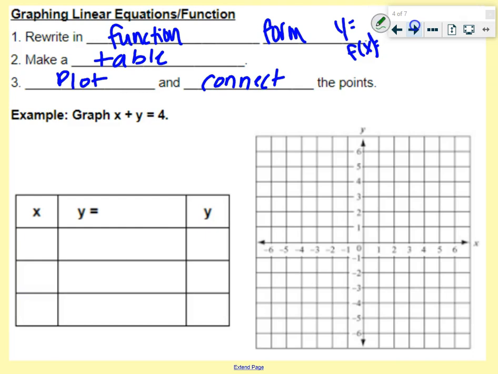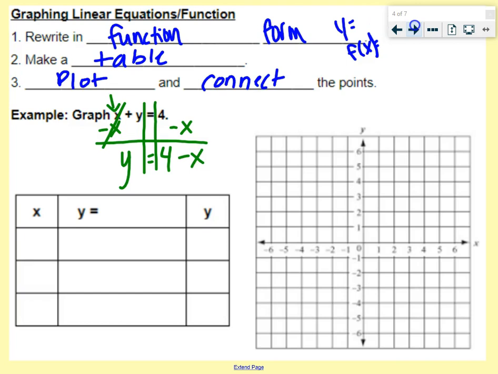So our example is graph x plus y equals 4. First step is to rewrite in function form. We need that to be y equals, which means we need to move our x. It is a positive x, so we undo that with a minus x on both sides. X, take away an x, is 0. We bring down y equals 4 minus x. Since y is all by itself, we now are in function form. We can leave it like that.